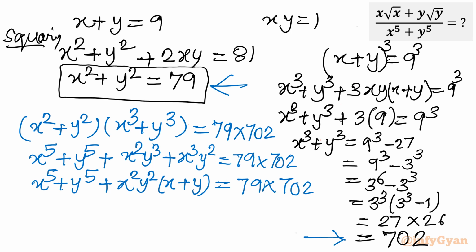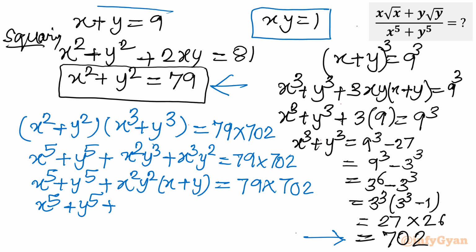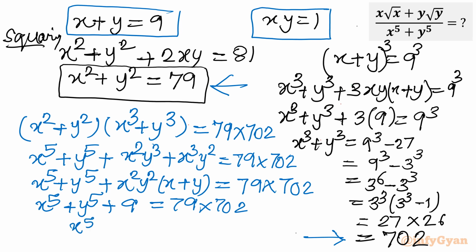Let us put the values. So x power 5 plus y power 5 plus x square y square times (x plus y), where xy is 1 and x plus y is 9, so 1 times 9, 9. So I will write x power 5 plus y power 5 plus 9 equal to 79 times 702. So x power 5 plus y power 5 will be, if I take the exact magnitude, 55,458 minus 9. Let me write directly 55,449. This is our denominator.